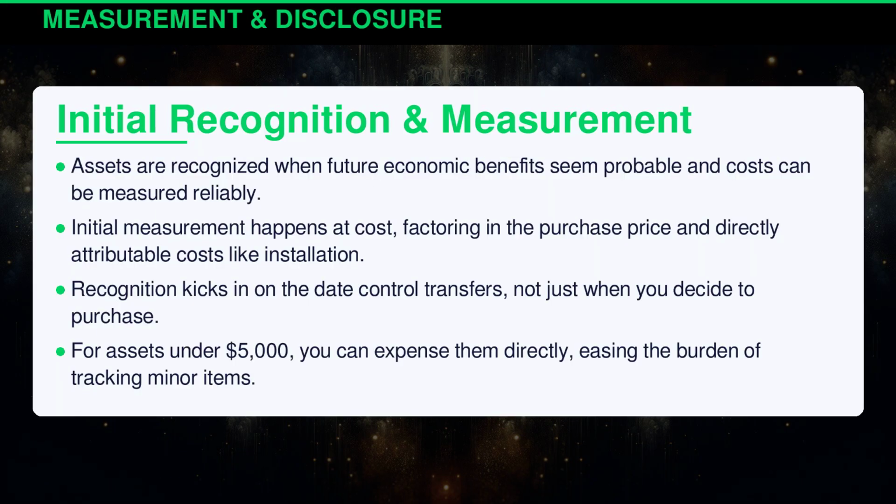Assets are recognized when future economic benefits seem probable, and costs can be measured reliably. Initial measurement happens at cost, factoring in the purchase price and directly attributable costs like installation. Recognition kicks in on the date control transfers, not just when you decide to purchase. For assets under $5,000, you can expense them directly, easing the burden of tracking minor items.